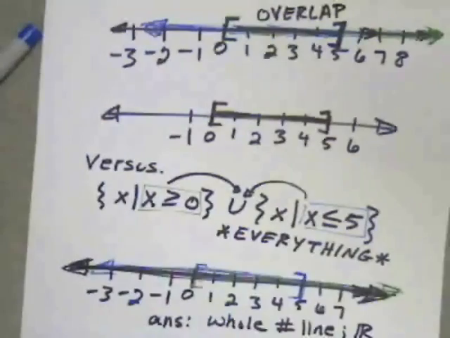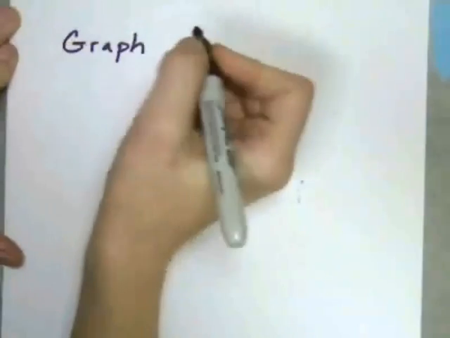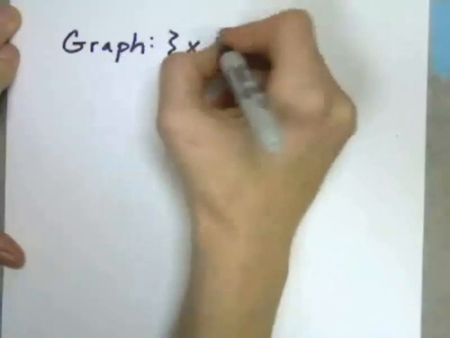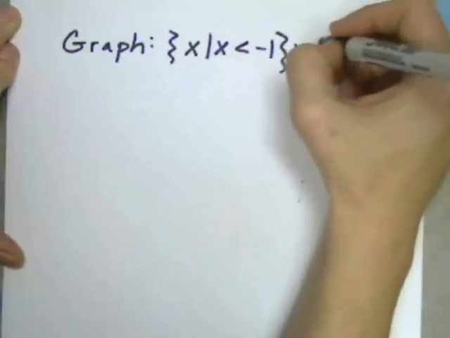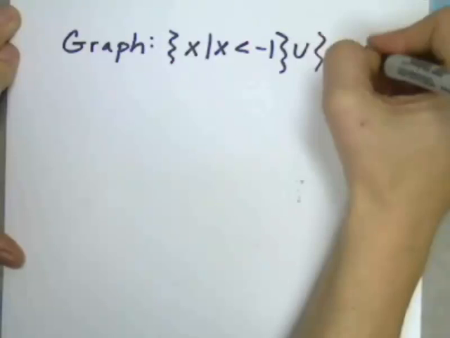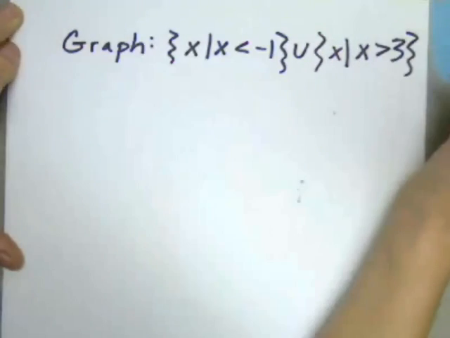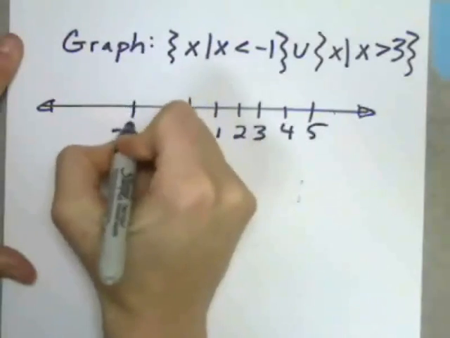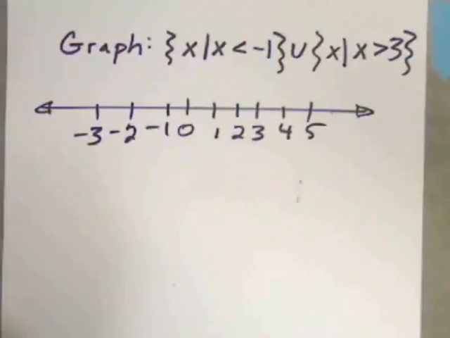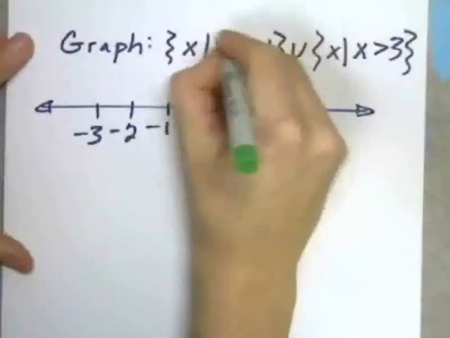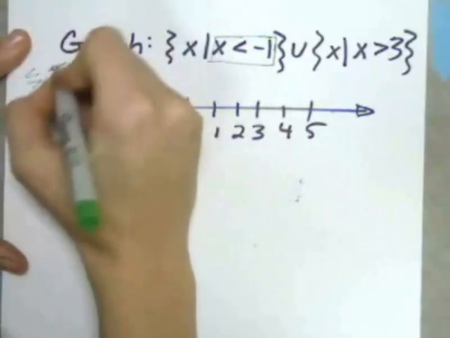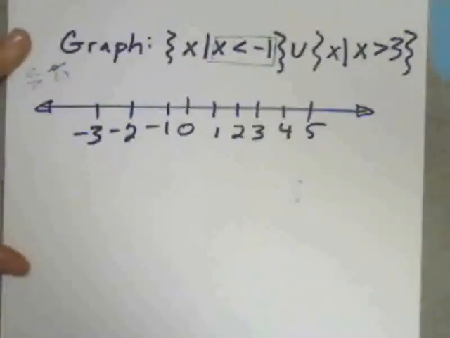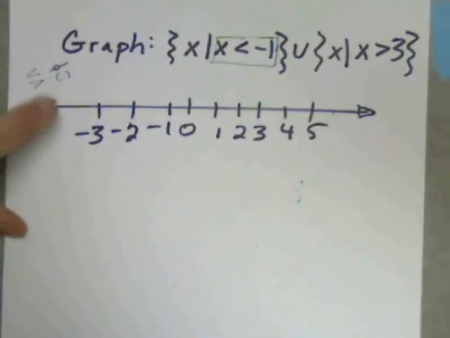Let's look at one more example. Graph x such that x is less than -1 unioned with x such that x is greater than 3. Okay. And now we have x less than -1. Remember, for the less than and greater than, we use open circles if you want, or we use parentheses. Either one. Again, I'll go with what the author does. I'm going to use parentheses.